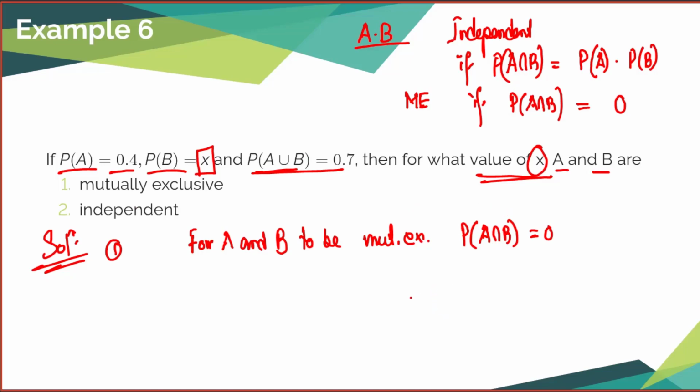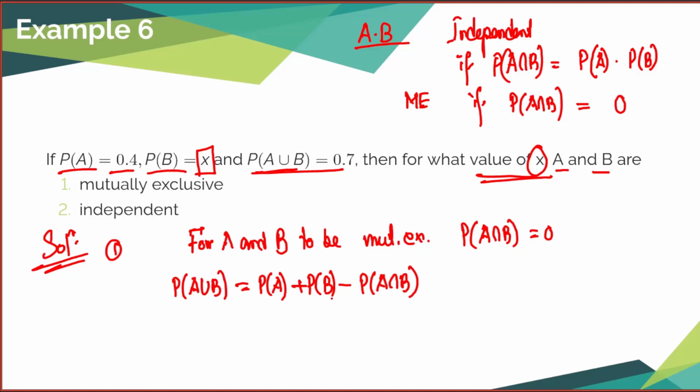So in that case what we can do, we know that probability of A union B is equal to probability of A plus probability of B minus probability of A intersection B. This is the relationship. Now we are trying to find out for what value A and B will be mutually exclusive. Now if they are mutually exclusive, probability of A intersection B should be equal to 0, right?